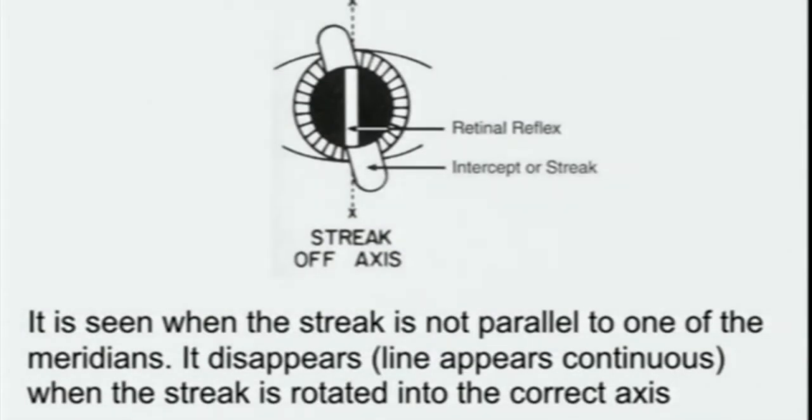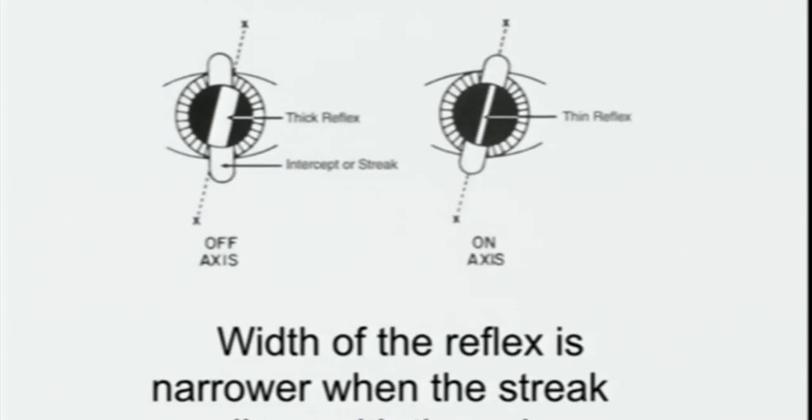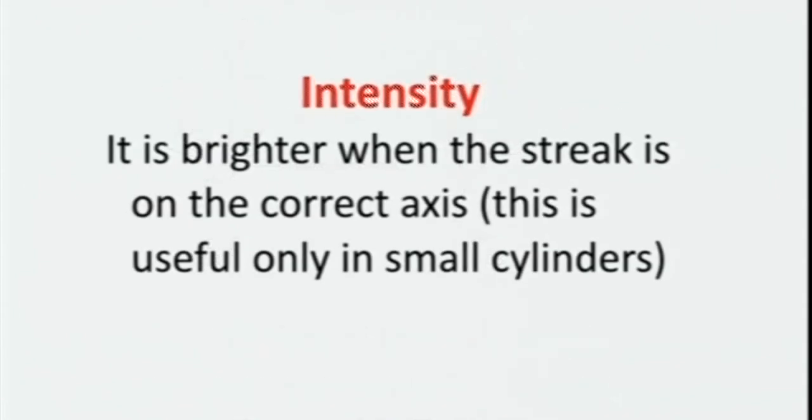Break is, see, the beam and the slit and the image are not in the same line. So there is a break. So you have to bring both to the same line. Then the width is, you know, as it comes closer towards it, it will become narrower and crisper. When the slit and the image are in different axes, it will become broader and duller. The other one would be the intensity. It will become brighter as it comes into alignment with the axis of the slit.